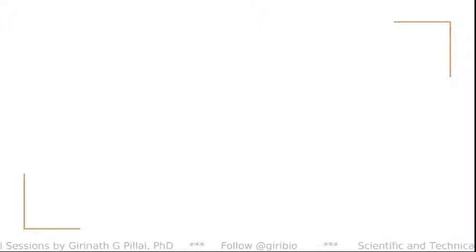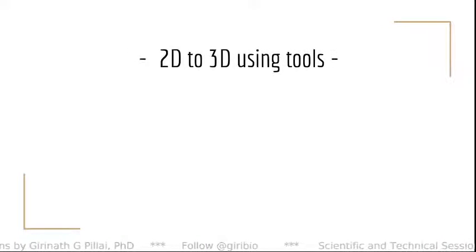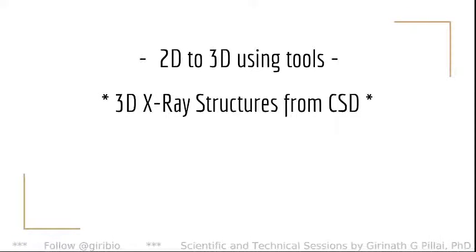So where could we get the 3D structures? You can get 3D structures from existing 2D structures or SMILES. You can draw structures in 2D and convert them to 3D using software, algorithms or tools, whatever you call it. And then you can get 3D structures even from X-ray structures, the crystal structures, and you can access them from CSD, that is the Cambridge Structural Database of small molecules.